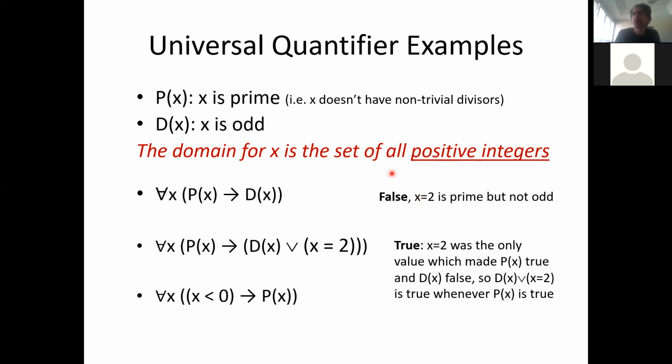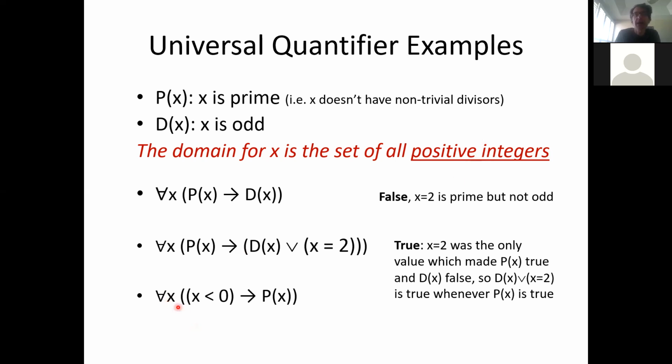But first of all, negative numbers are not considered primes. A prime is a positive integer that has no non-trivial factors. So all negative integers would not be. But in any event, we don't even have to worry about this because our domain is positive integers. So this quantification is supposed to quantify x universally over the domain of positive integers.